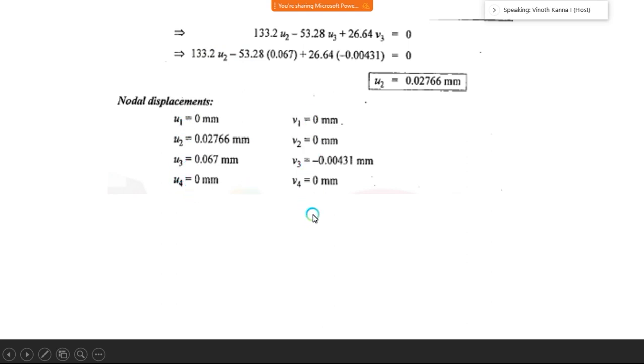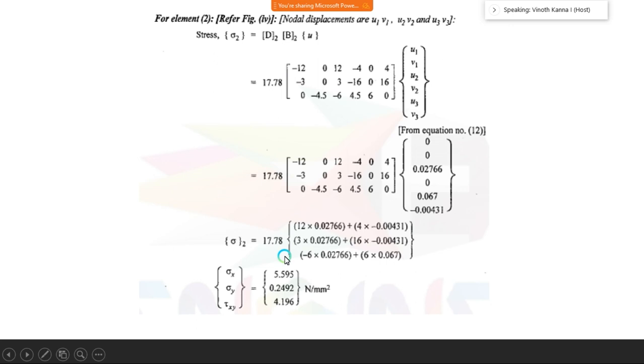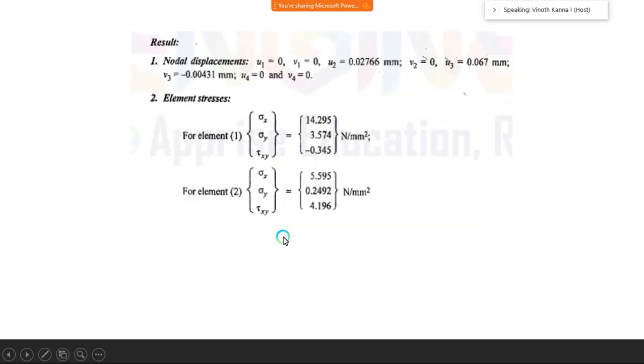So this is not our concern. They are asking only for the nodal displacement, which we found. Then they are asking sigma also. So sigma we have the formula, sigma is equal to DBu. D and B we already have the form, DB. You just multiply the values, and you get the answer for the sigma values of element 1. Likewise, you can find element 2 also. That's all. The problem is over.